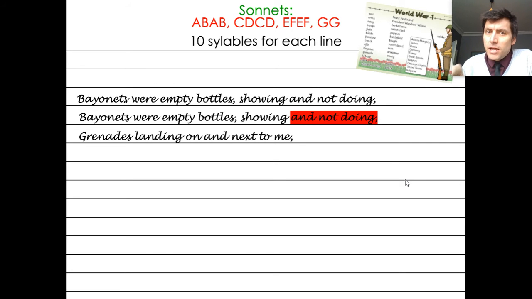Now I'm trying to rhyme A, B, A, B. So I don't want my second line to rhyme with my first one. I want my third one. So I'll look at my second line now. Forget the one that's written down above my red line. Now my second line is grenades landing on and next to me.